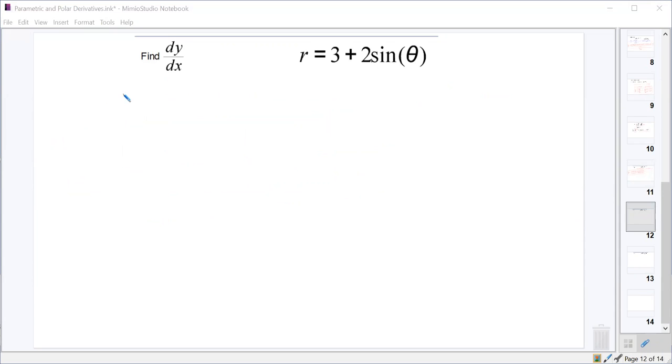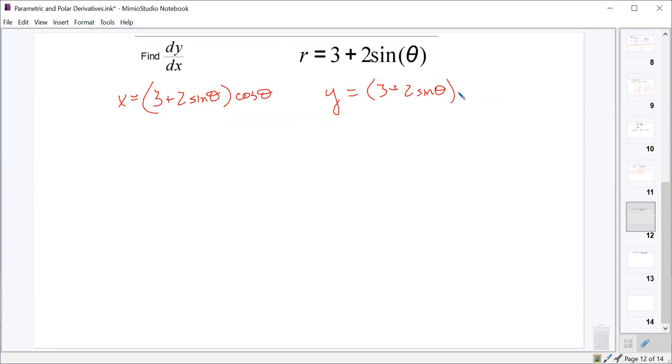So what does x equal? Should be 3 plus 2 sine theta times cosine theta. And what does y equal? Should be 3 plus 2 sine theta times sine theta. Good or no?